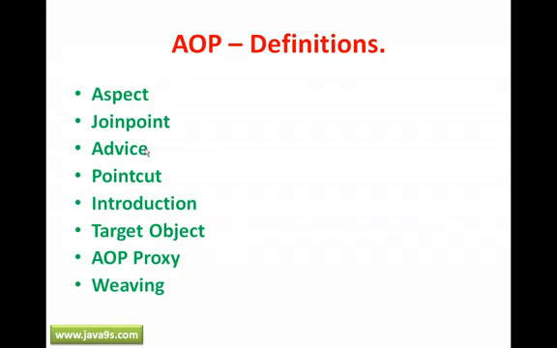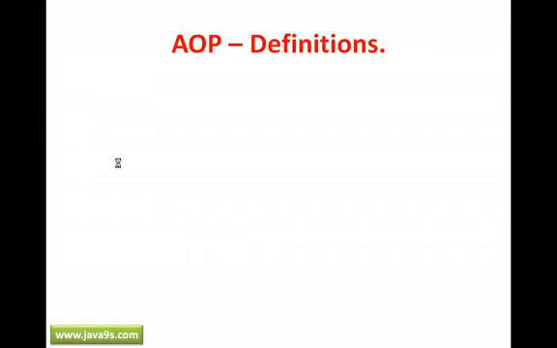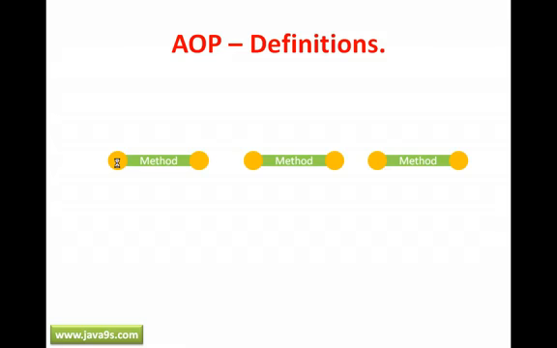Now coming to the definitions part, to understand the AOP concepts, we need to have a good understanding of terms like aspect, join point, advice, pointcut, etc. Let me explain this with an example. Say these are the methods in the application where the advice needs to be applied. These are the points before the method execution and after the method execution. These are called the join points where the advices will be applied.